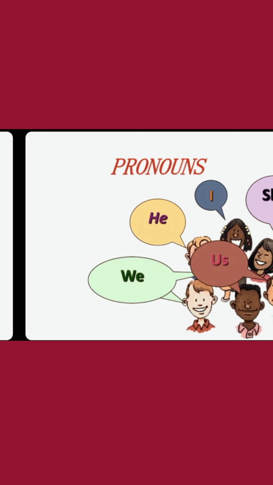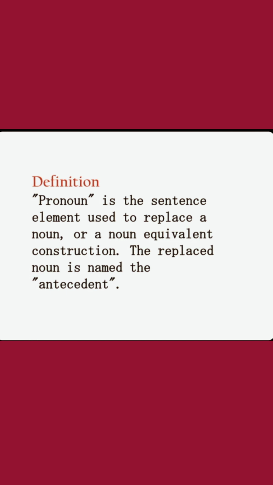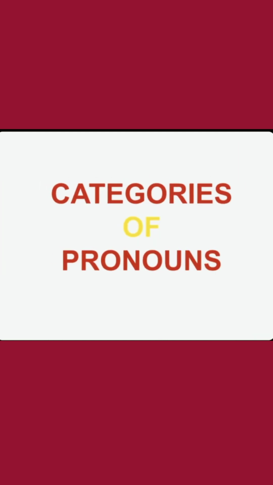So, what are pronouns? A pronoun is a sentence element used instead of a noun or a noun equivalent construction. The replaced noun is named the antecedent. So, what are the categories of pronouns?